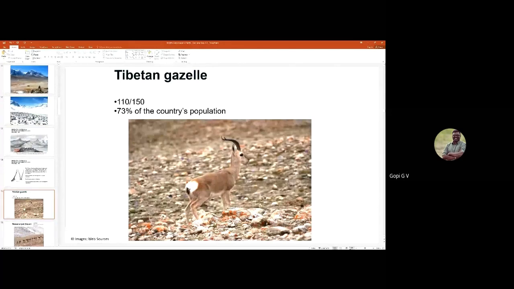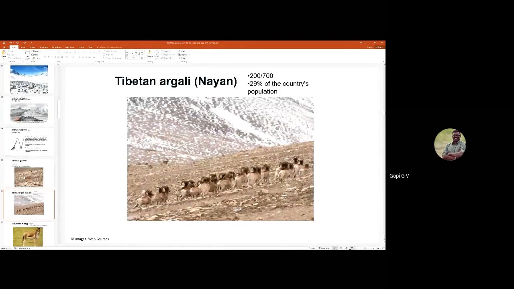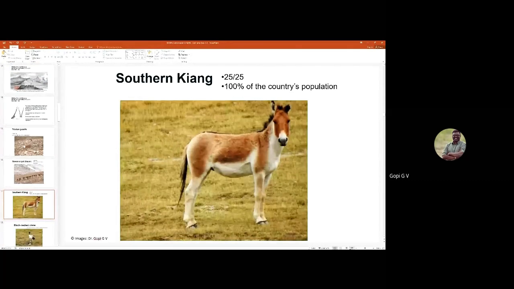And you look at the Tibetan gazelle population. About 73% of the country's population is found in the small trans-Himalayan region of Sikkim. Tibetan argali, about 30% of the country's population is found in this region. Southern kiang, there are only 25 individuals present in these alpine regions, and it is different from the other subspecies of the kiang that you find in the western Himalaya. That is 100% of the country's population.